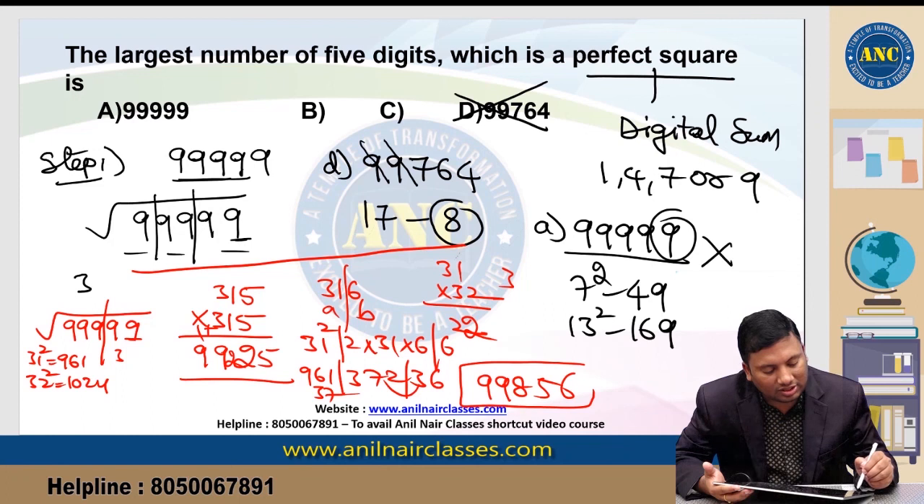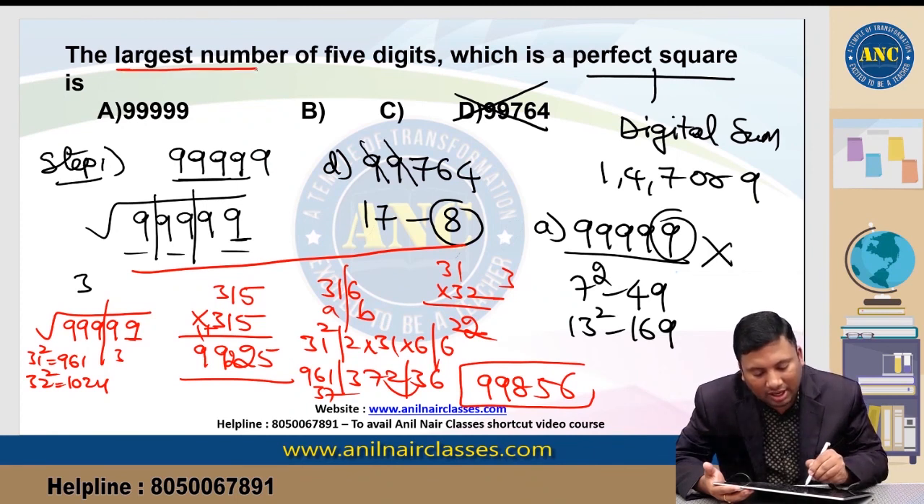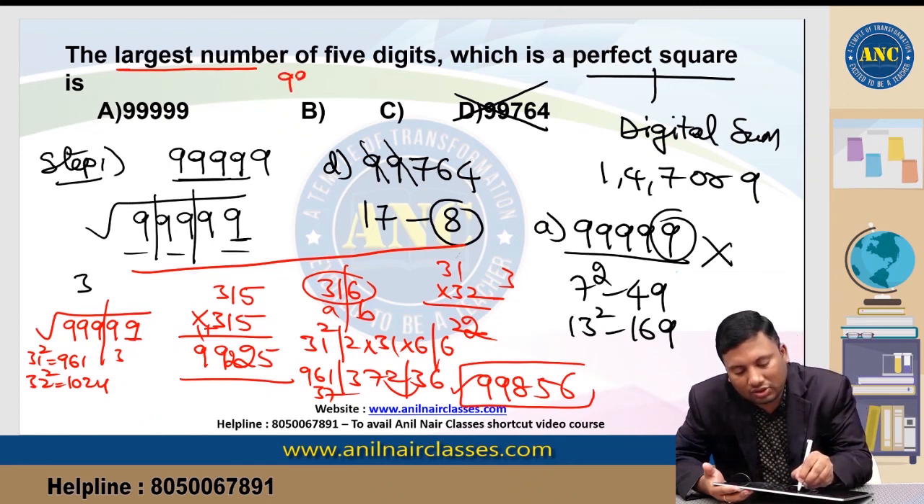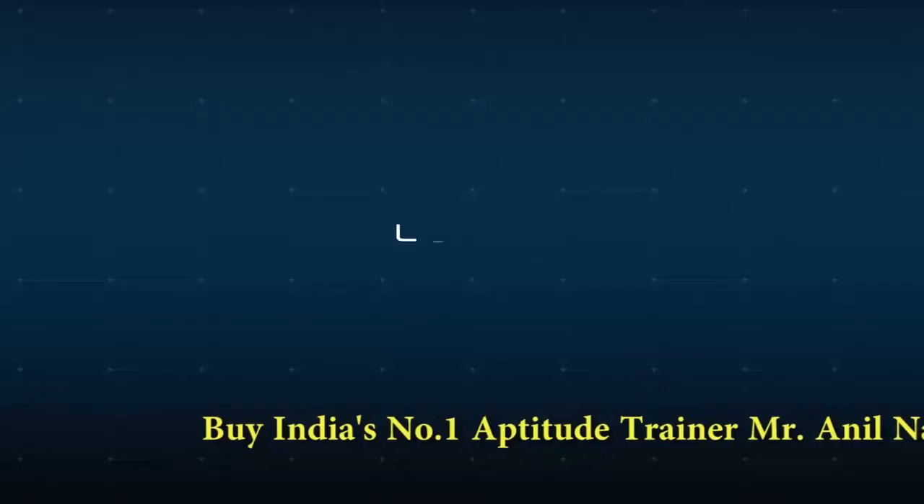What I did, I checked the answer options. What is the nearest value that we got? The root was moving around 313, 314, so I checked 315 square, which is 99225. We want the largest number, so I checked 316. 316 square is just closer to the largest number of 5 digits, so that itself will be the answer. The answer for this question is 99856. I hope the idea is clear.